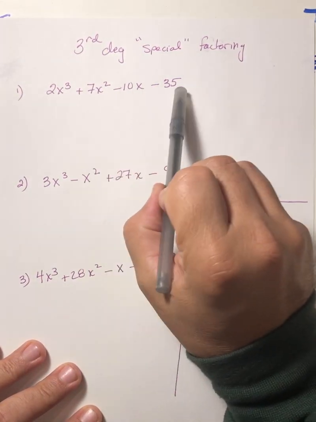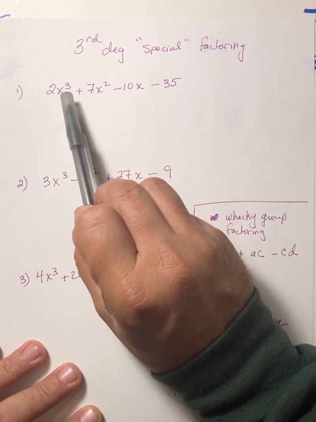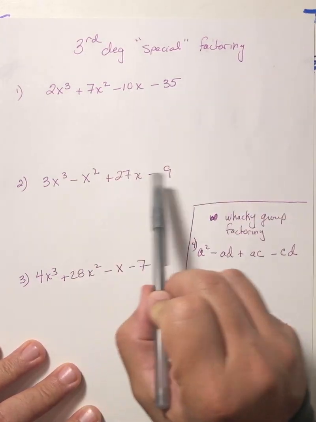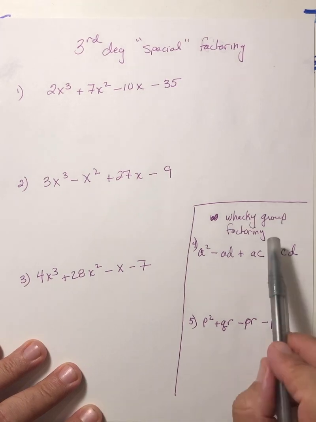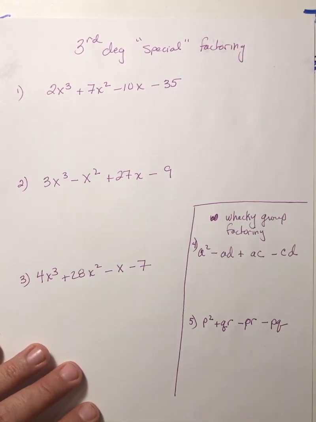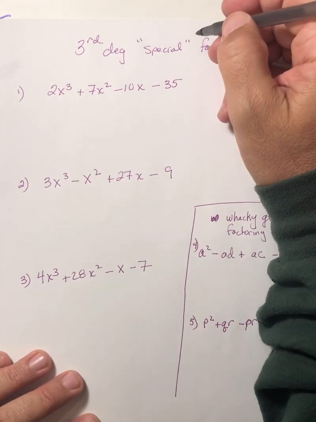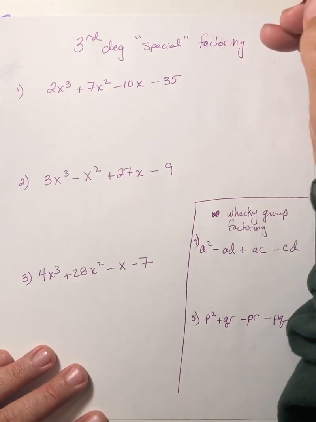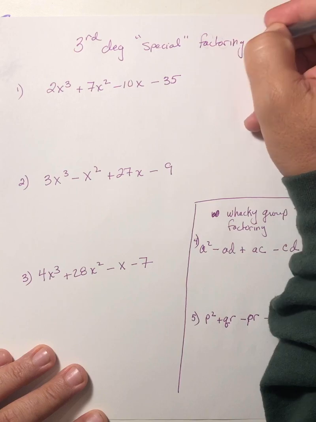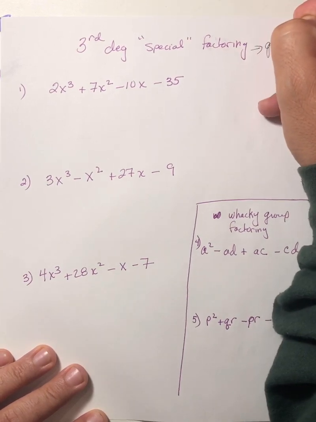Third-degree polynomial expressions, the largest exponent is 3, and notice the exponents are going in descending order. Okay, except for this, we'll do it last. When we do this factoring, these third-degree specials, it's done by grouping. So we're going to do this factor by grouping.